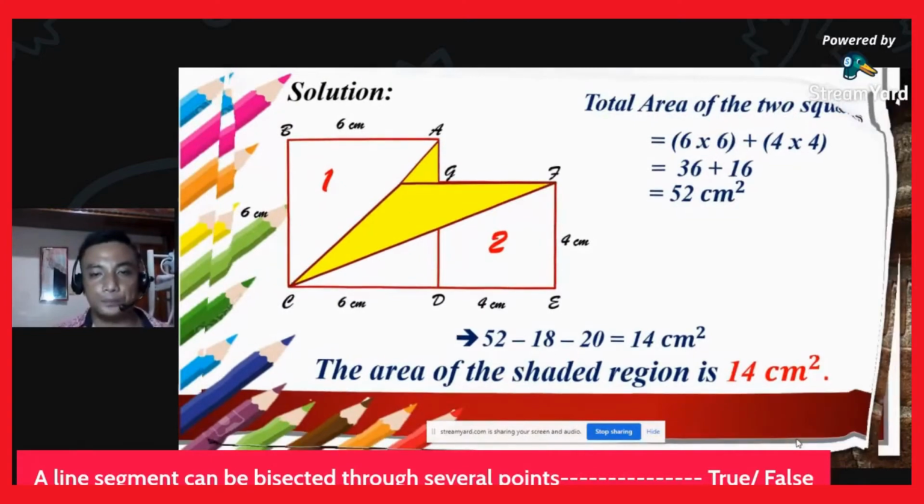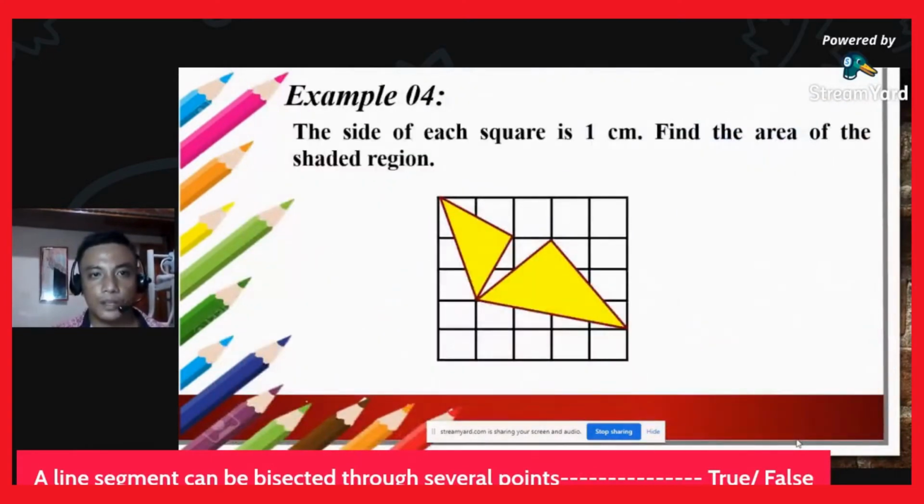Next example. Example number 4. The side of each square is 1 centimeter. Find the area of the shaded region. Again, the side of each square is 1 centimeter. Find the area of the shaded region. What do you think is the area of the shaded region?